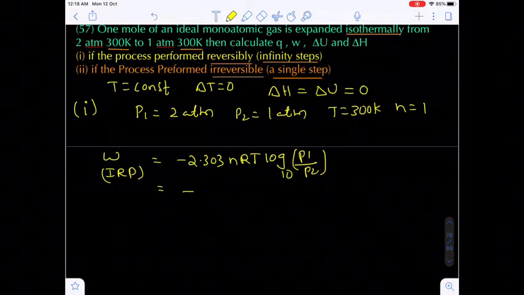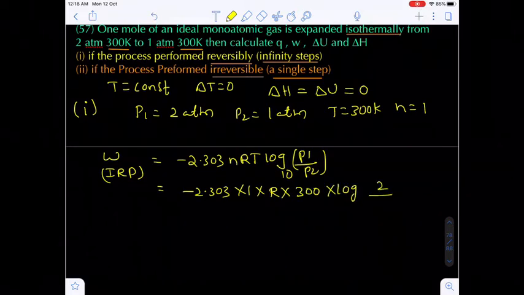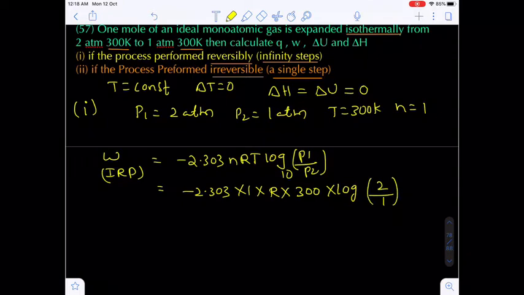Okay, so this is equal to minus 2.303, number of moles 1, R value as it is I am writing, temperature value 300, into logarithm of initial pressure 2 atmosphere, final pressure 1 atmosphere. Do you know what is the log 2?